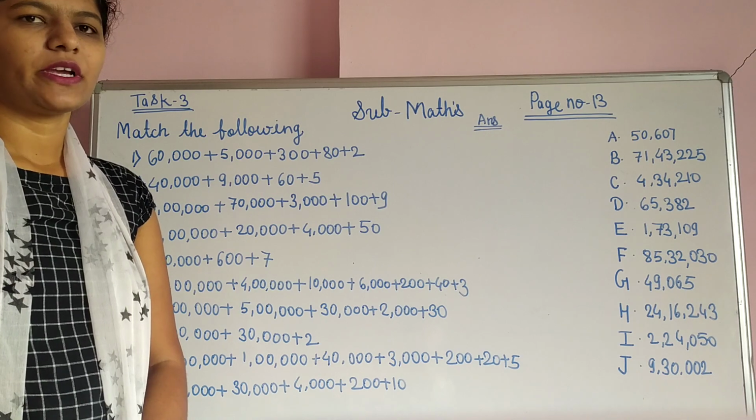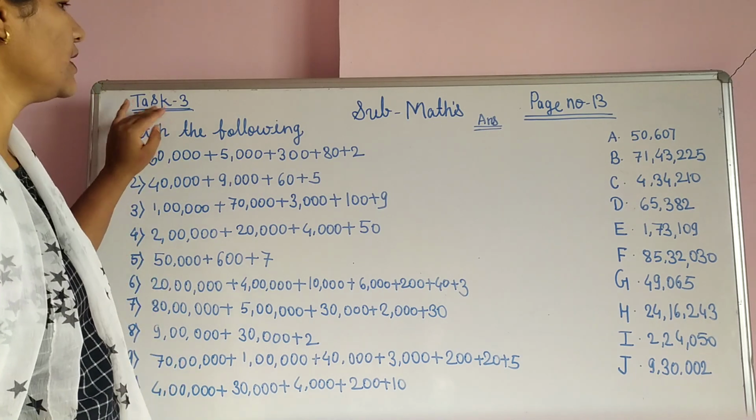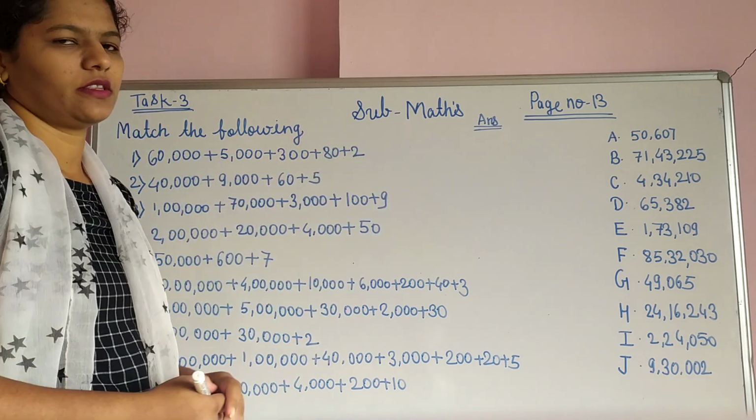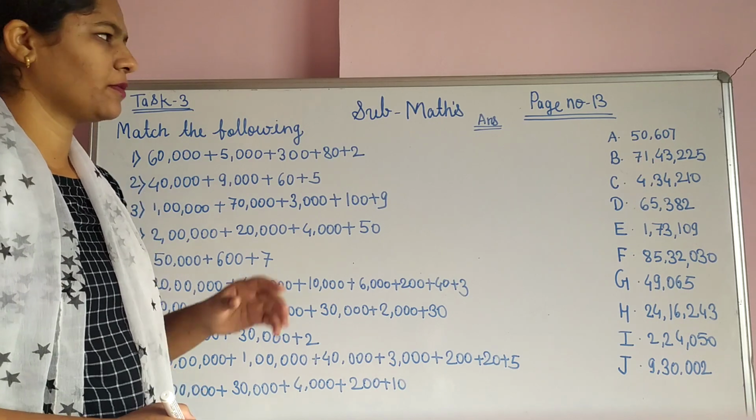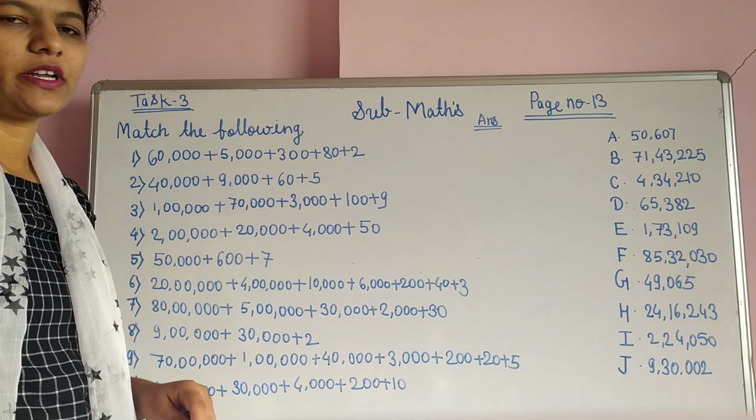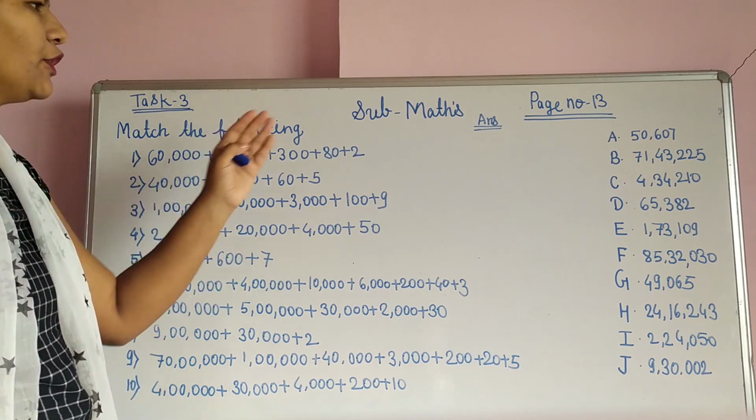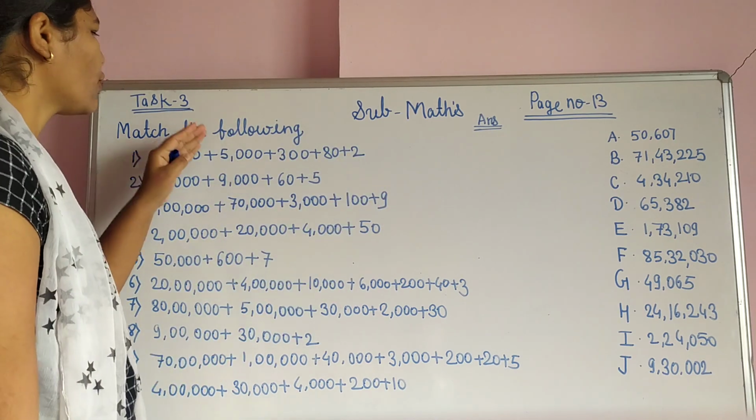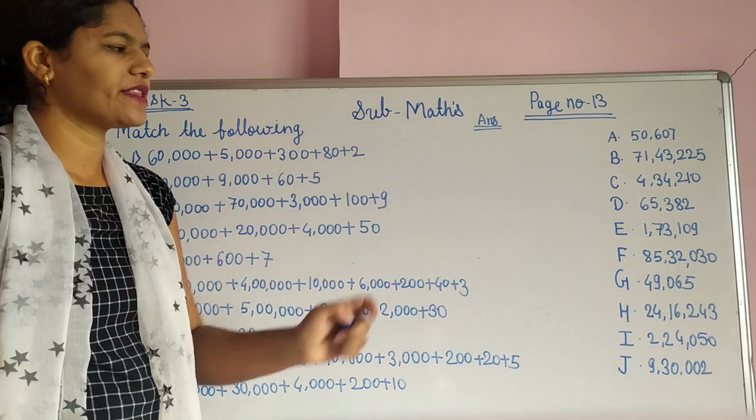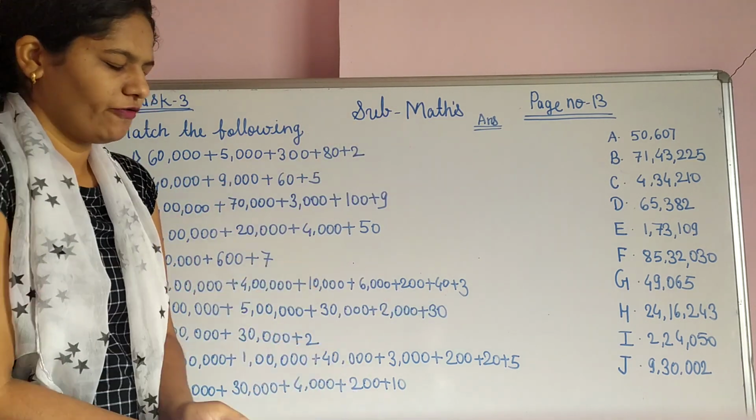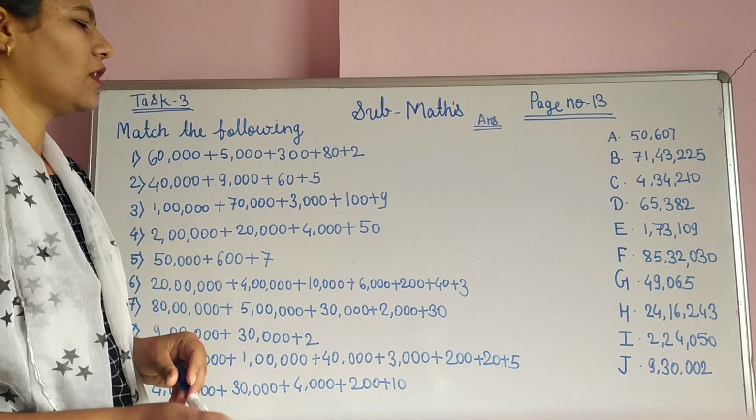So, our next topic is Task 3 and it is on page number 30. What is given on page number 30? Given is Match the following. In Match the following, two columns are given. In the first column, questions are given and in the second column, answers are there. From the second column, we have to find our answer.